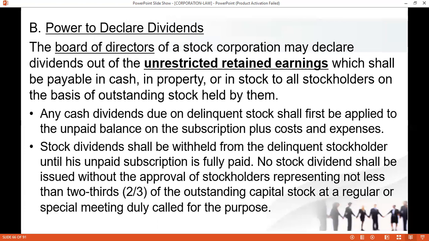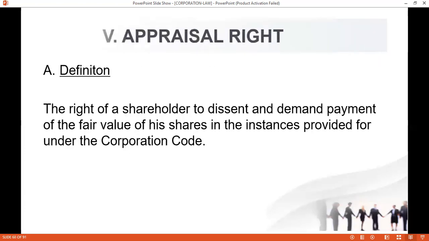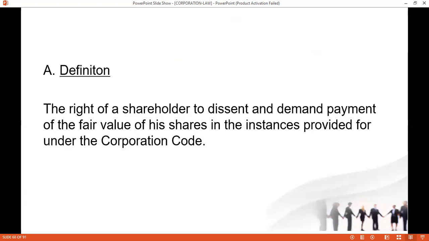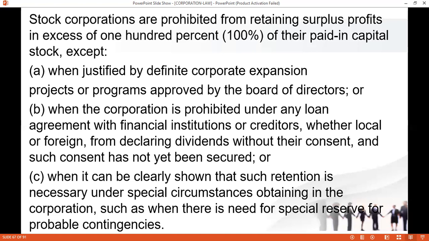Okay? So meaning yung board lang ang pwedeng ma-exercise nun. Okay? Now, before tayo magpunta sa appraisal right, i-discuss ko muna itong tinatawag nating ultra vires acts. Ano ba itong ultra vires acts of the corporation?